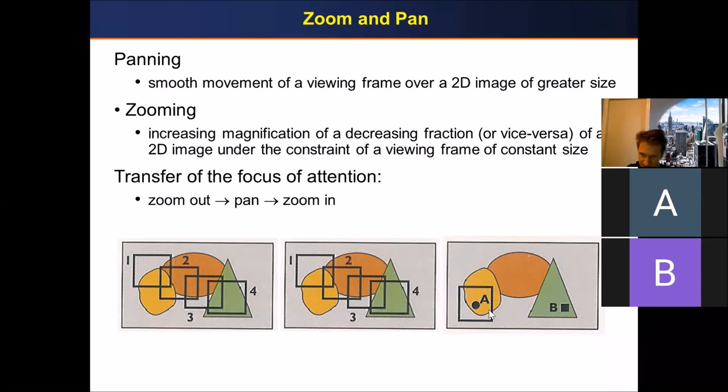And then zooming is basically when you take a particular part and you zoom in, right? You make it larger, okay? So panning is when you slide, and zoom is when you enlarge, okay?